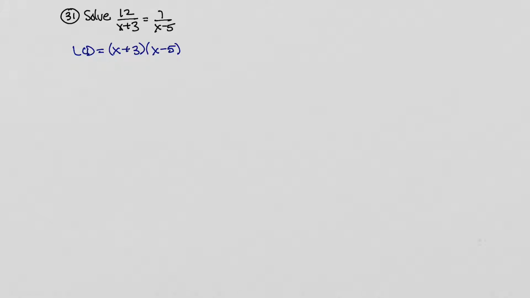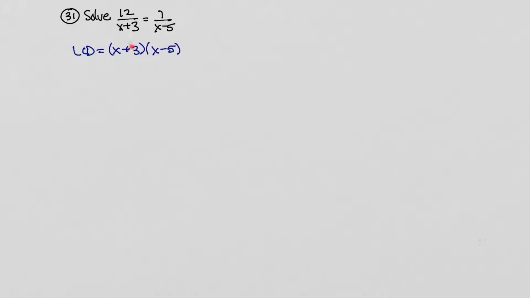And now our plan is to multiply both sides of this equation by the same number, and that number is going to be the LCD. So we're going to write the LCD here on the left side, here on the right side, and we know that if you multiply both sides of an equation by the same number, that new equation is equivalent to the original.